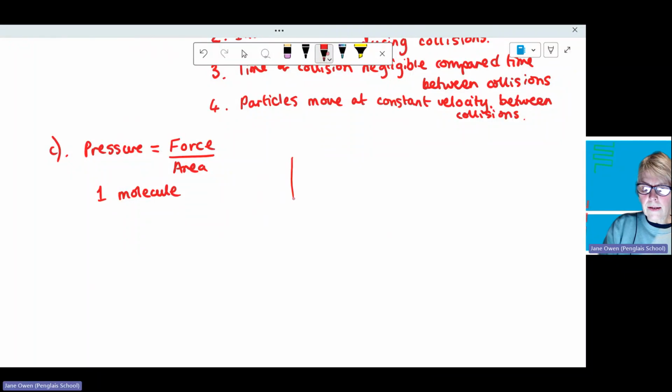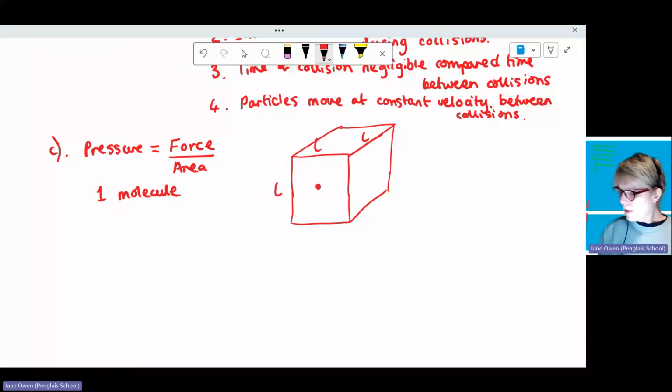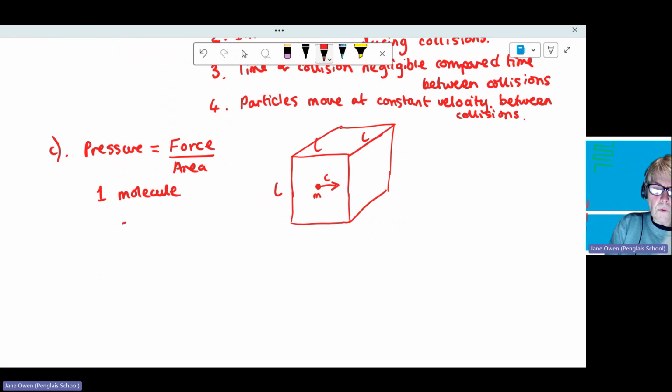So if we get our container of length L, depth L, and height L, and we have one particle in it, and that particle has mass m, and it's traveling with a speed c. For one molecule, the force is given by the rate of change of momentum. That would be the final momentum, take away the initial momentum, and divide it by the time.